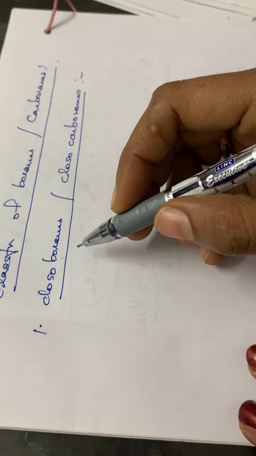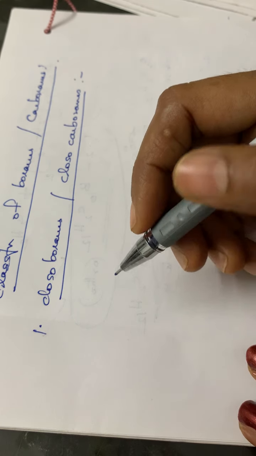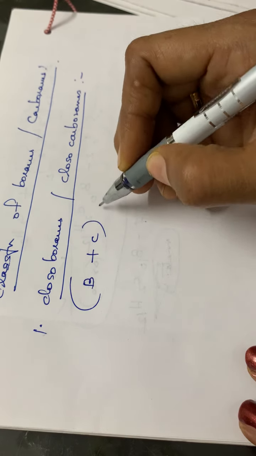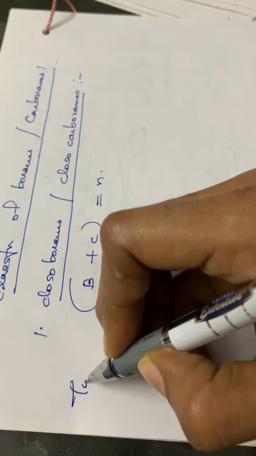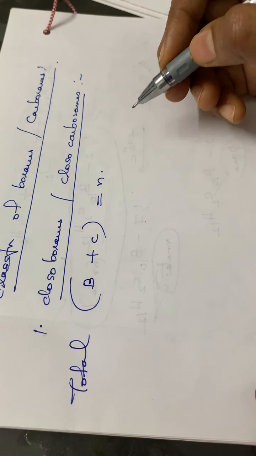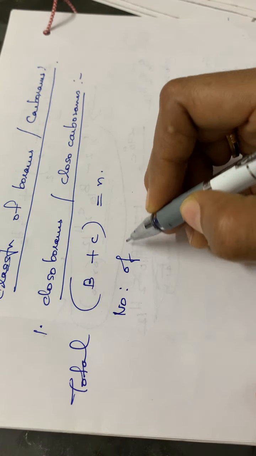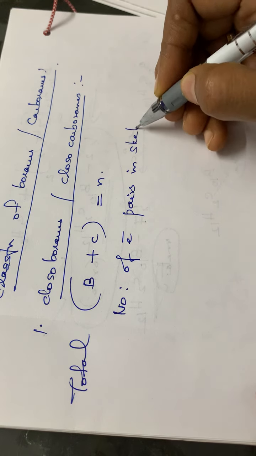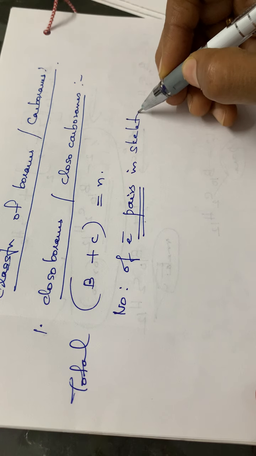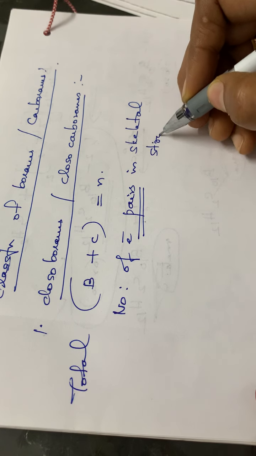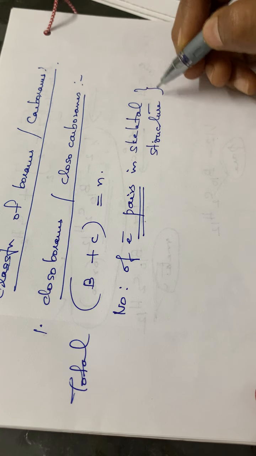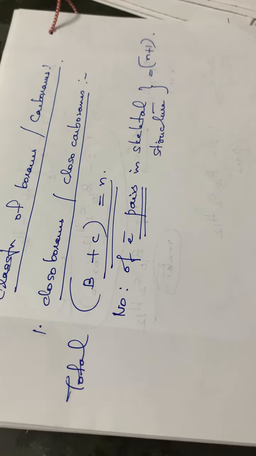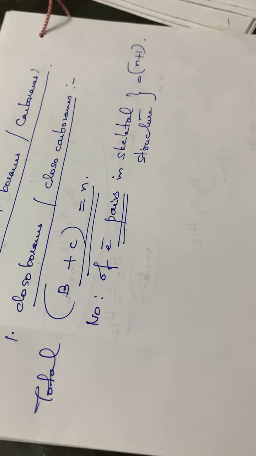So here, in closocarboranes or closoboranes, if the total number of boron and carbon atoms is equal to n, the number of electron pairs in the skeletal structure, we have to consider the electron pairs, will be equal to n plus 1. If the total number of boron and carbon atoms is equal to n, then the number of electron pairs will be equal to n plus 1.